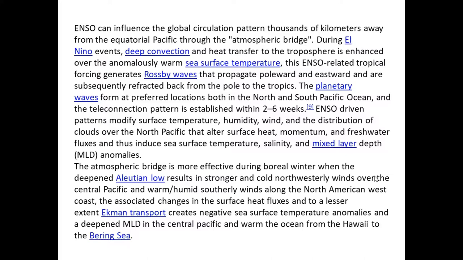ENSO can influence the global circulation pattern thousands of kilometers away from the equatorial Pacific through what's known as the atmospheric bridge, the atmospheric circulation cell. During El Nino events, deep convection and heat transfer to the troposphere, that's the lower portion of the atmosphere, is enhanced over the anomalously warm sea surface temperature. This ENSO-related tropical forcing generates Rossby waves that propagate poleward and eastward and are subsequently refracted back from the pole to the tropics. Okay, what are Rossby waves?